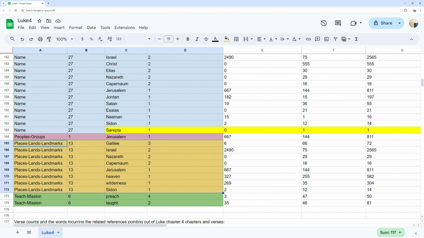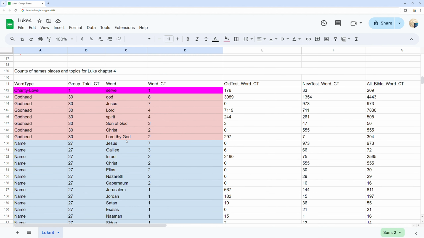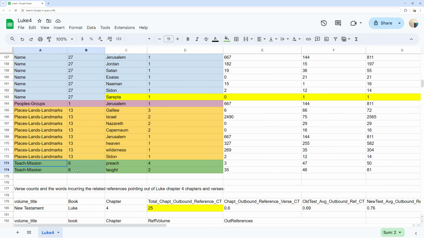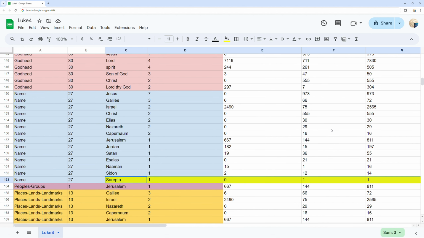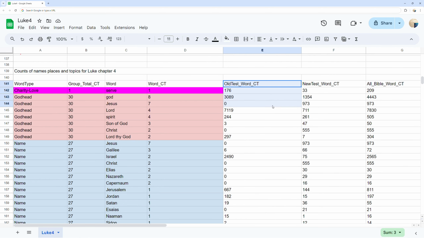You can see 1 row in purple for topic of peoples groups, as well as 1 row for the topic of charity, as well as 2 rows in green for topic of teach. You can see 1 row highlighted in yellow having only 1 usage in the whole Bible. You can see the total counts for all the listed topics in the New Testament, Old Testament, and both combined out to the right.